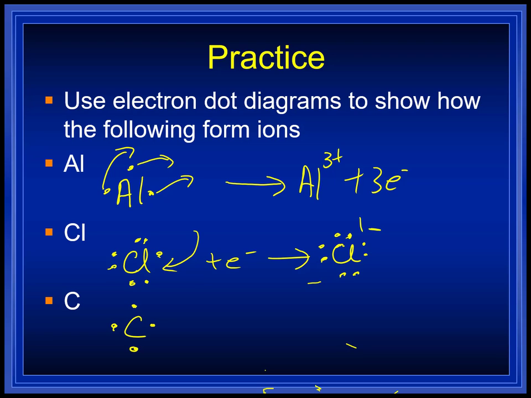Well, what it tells us is which side of the zigzag line. Carbon's a non-metal, so it's going to gain. And how many will it gain? Well, it gains 1, 2, 3, 4. So I'm going to have to put in 4 electrons. That's what I've got to put in, and when I'm done on the other side, my carbon is full, and it has a 4 minus charge.